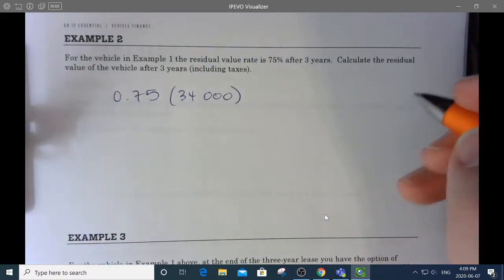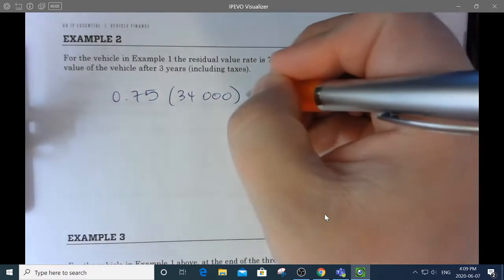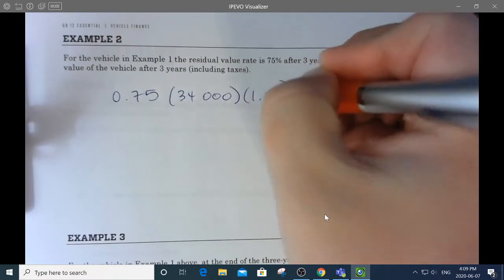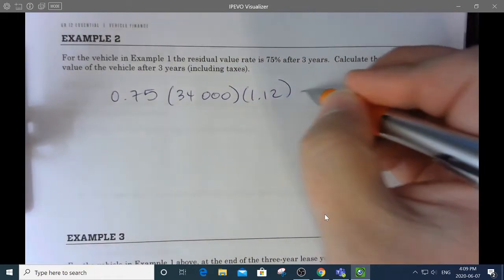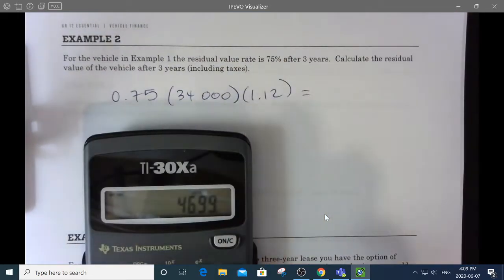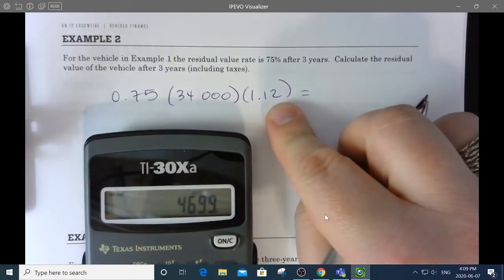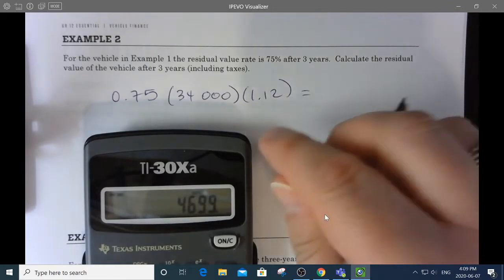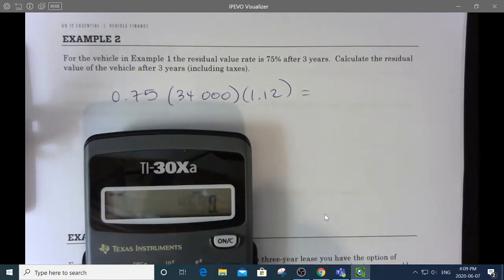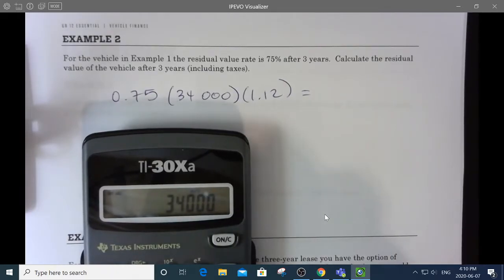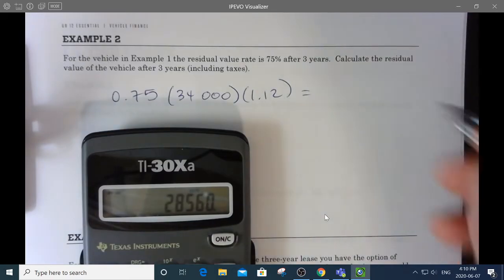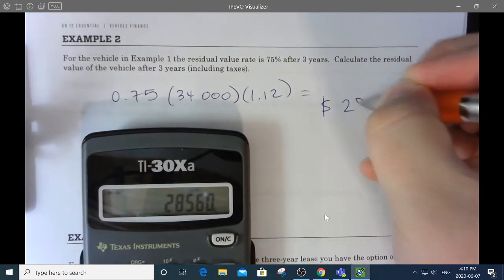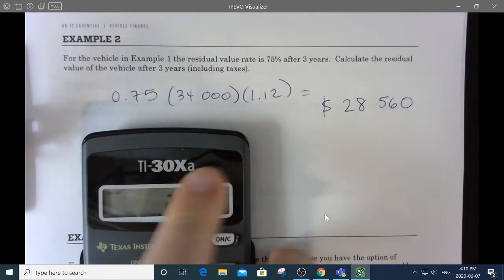And then include taxes on that. So I'm going to have to take that and times it by 1.12. Because remember, when you buy a new vehicle from a dealership, you pay both taxes, right? Or actually, in this case, it would be a used vehicle, right? Because it would have to count as a used vehicle because it had been a leased vehicle before. So 0.75 times 34,000 times the taxes, 112%, is $28,560.